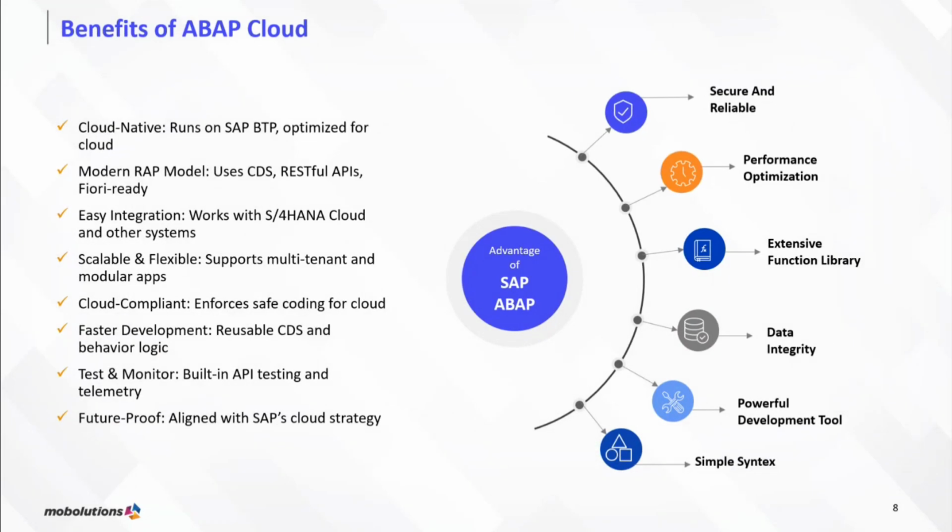Let's quickly see the benefits of ABAP Cloud. It runs on SAP BTP, allowing developers to build side-by-side applications without affecting the S/4HANA core. Using the RESTful ABAP programming model, or RAP, we can create cloud-native applications with Fiori-ready UIs, CDS-based business objects, and REST APIs, ensuring a clean core and upgrade-safe extensions.